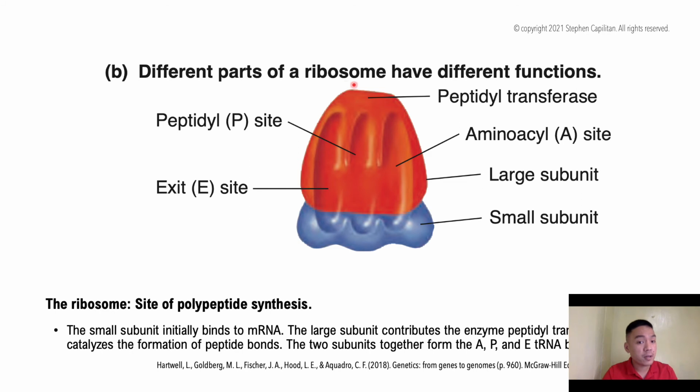And for the different parts of a ribosome, we have different functions. This is your peptidyltransferase, large subunit and small subunit, your aminoacyl site, peptidyl site, and your exit site. The small subunit initially binds to your mRNA. Your large subunit has an enzyme, peptidyltransferase, which catalyzes the formation of your peptide bonds. They hold the peptide bonds until it reaches a very long chain.